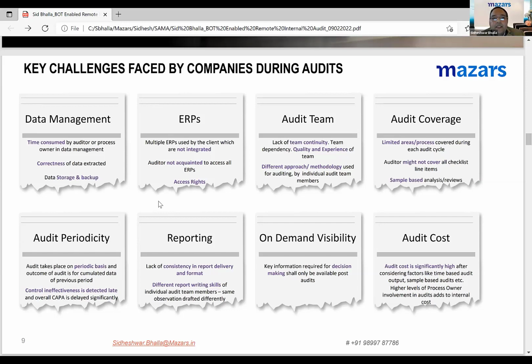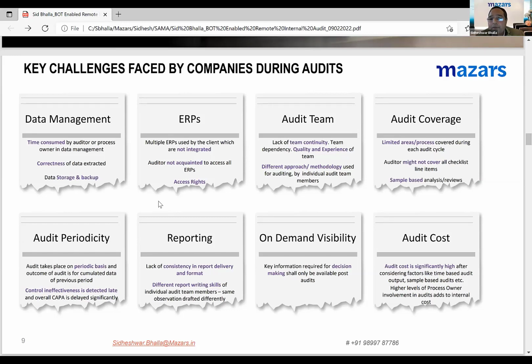Multiple ERPs used by the clients, perhaps auditors may not be acquainted to access all the ERPs. There could be an issue around access rights also. Lack of team continuity, attrition, a big problem in our particular profession, if I can say. We are dependent on the team, the quality and experience of the team. Because if the individual has done the work once, twice, the third time, the efficiency is obviously there. It can be quicker, it can be more insightful. A different approach and methodology is used.